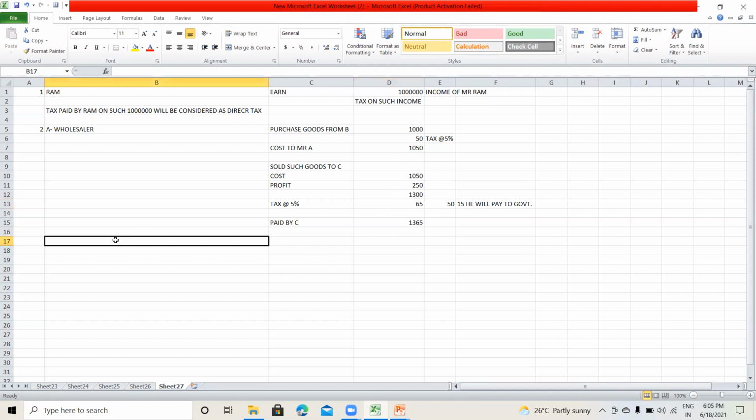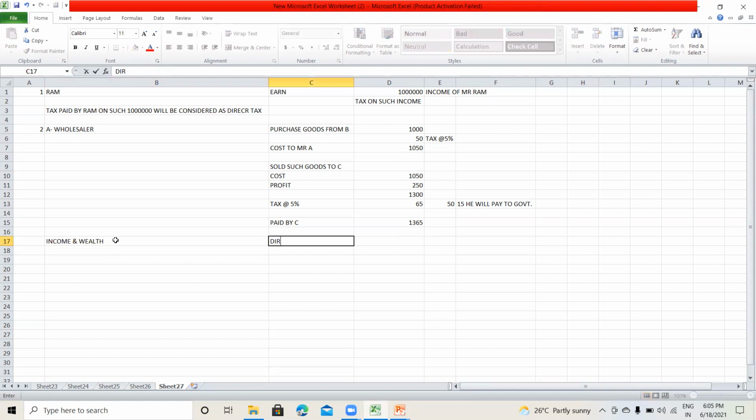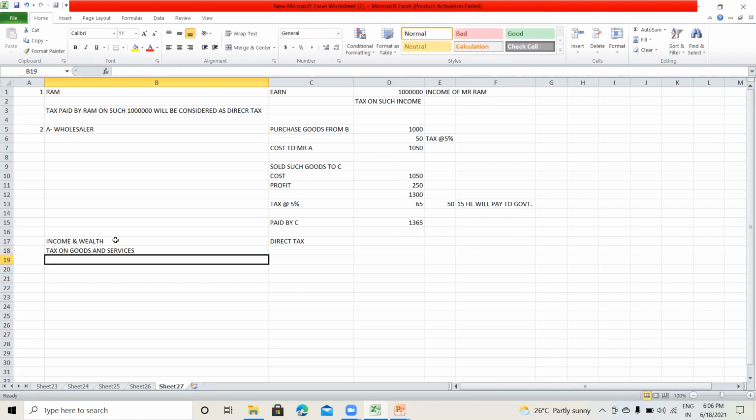The tax on income and wealth is known as direct tax, and the tax on goods and services is known as indirect tax.